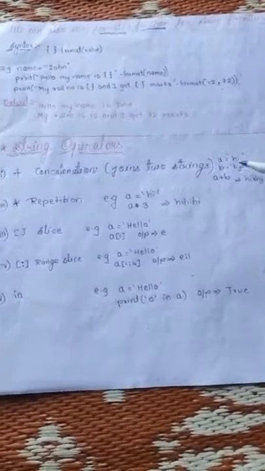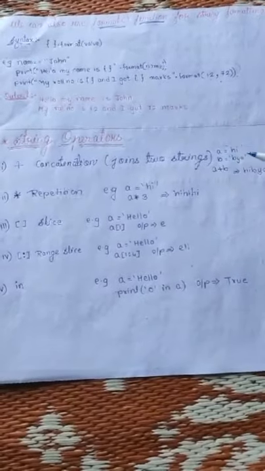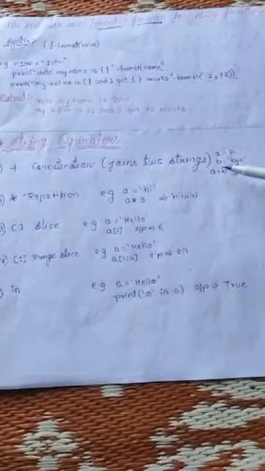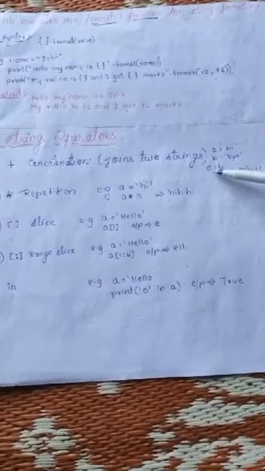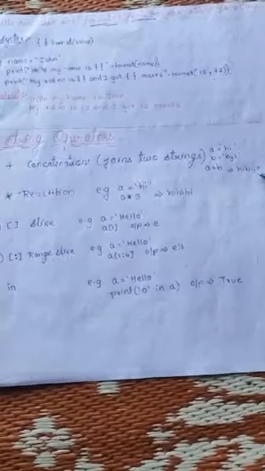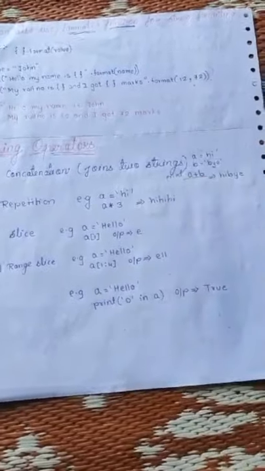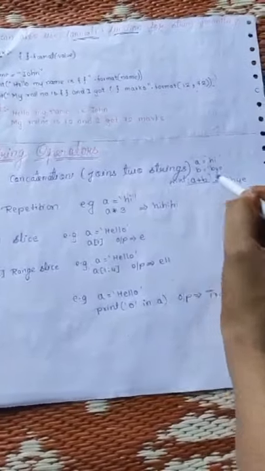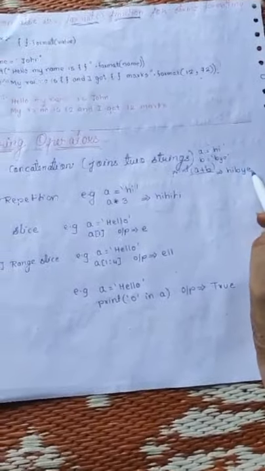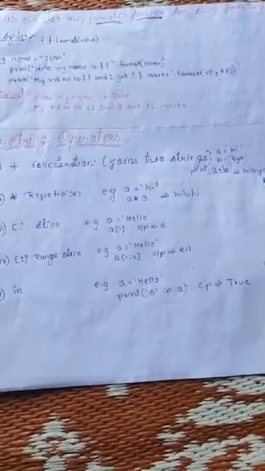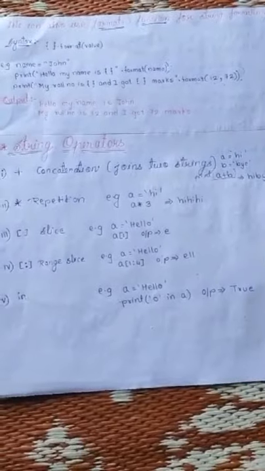Suppose here I have given an example. The variable A has the value hi, variable B has the value bye. If I combine these two values, A plus B, it is going to give me the value hi bye. Definitely you have to write this in the print command. So if you write print A plus B, it is going to give you the output hi bye. This is the use of the concatenation operator, when we want to join two different strings.